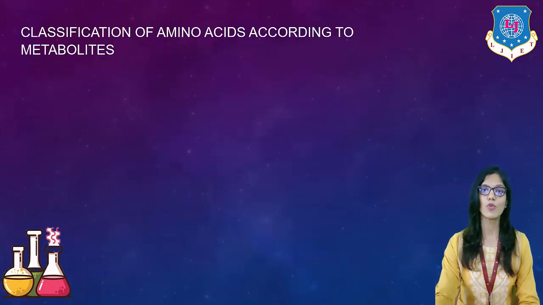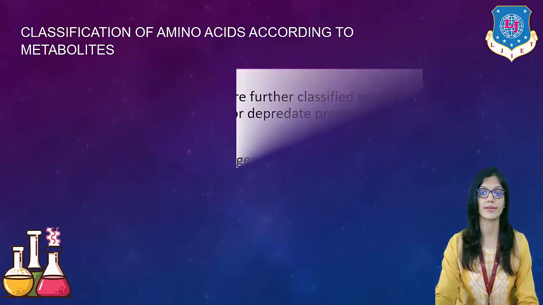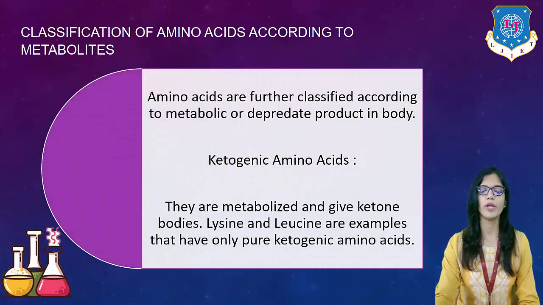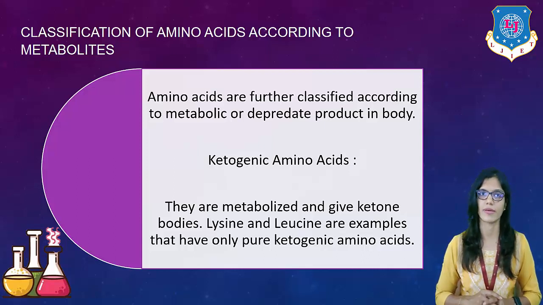Now, let's move ahead to the next one, which is classification of amino acids according to metabolites. So amino acids are further classified according to metabolic or end product in the body. So first one is ketogenic amino acids. They are metabolized and give ketone bodies. So lysine and leucine are the examples that are purely ketogenic amino acids.